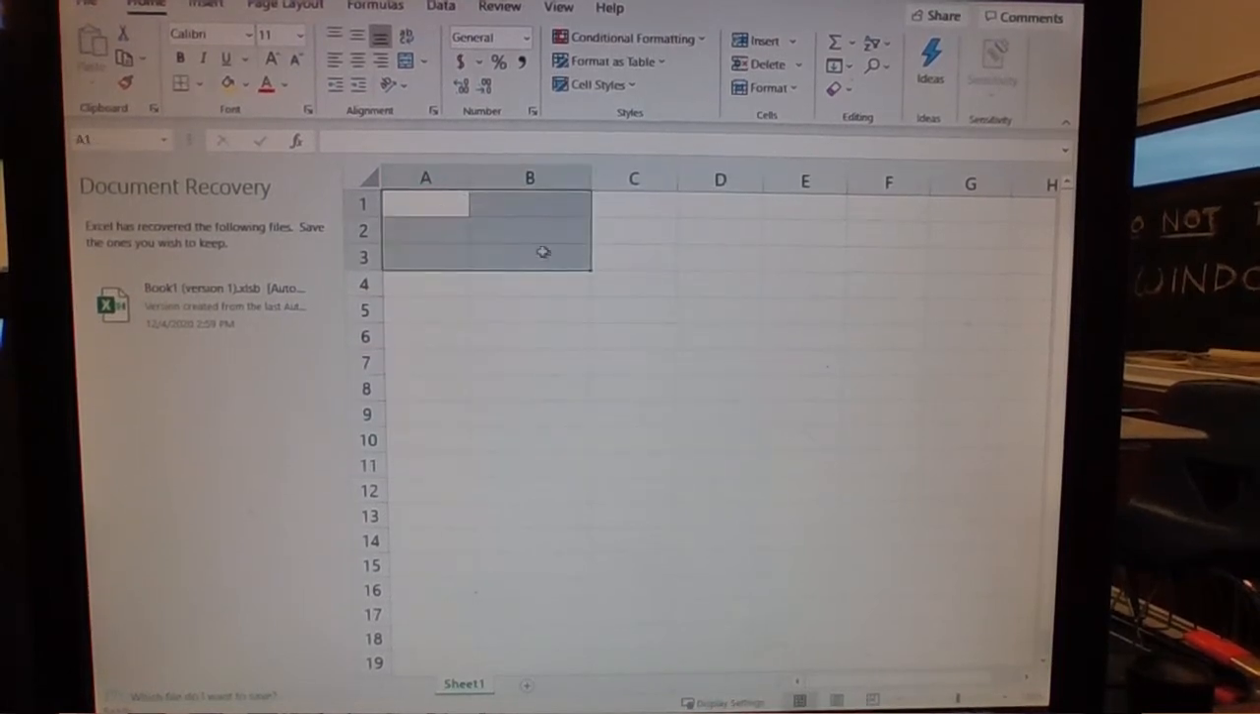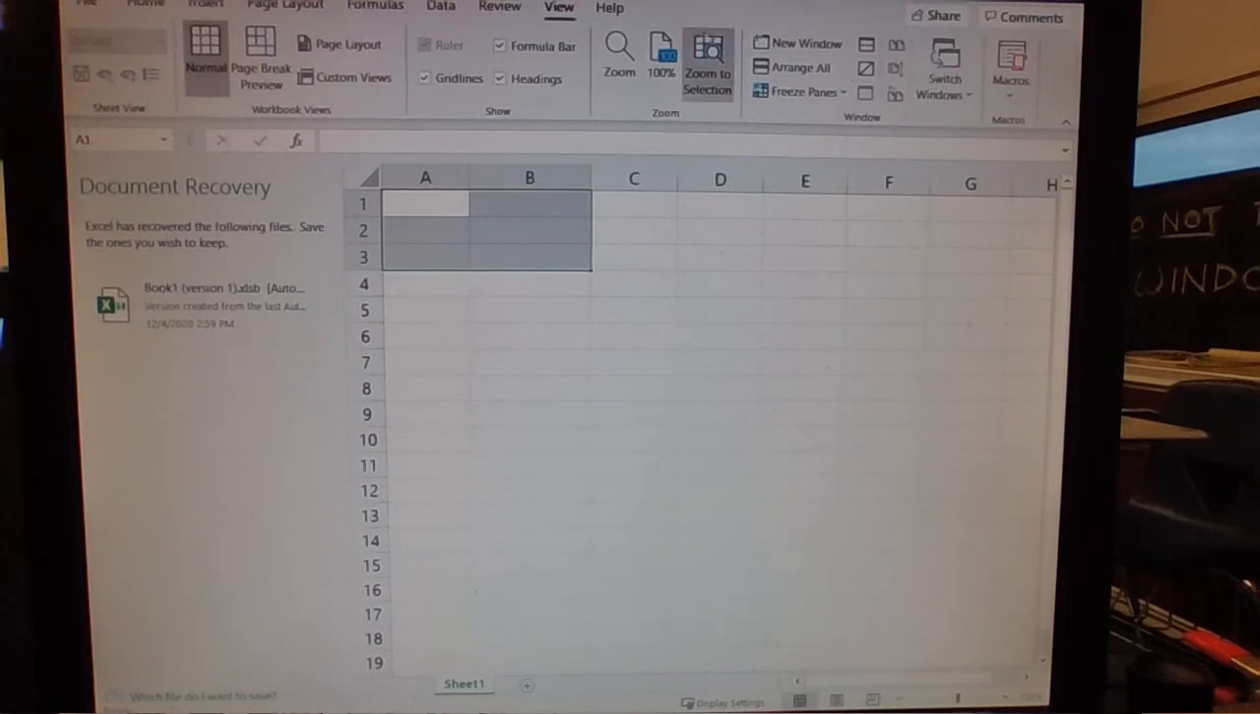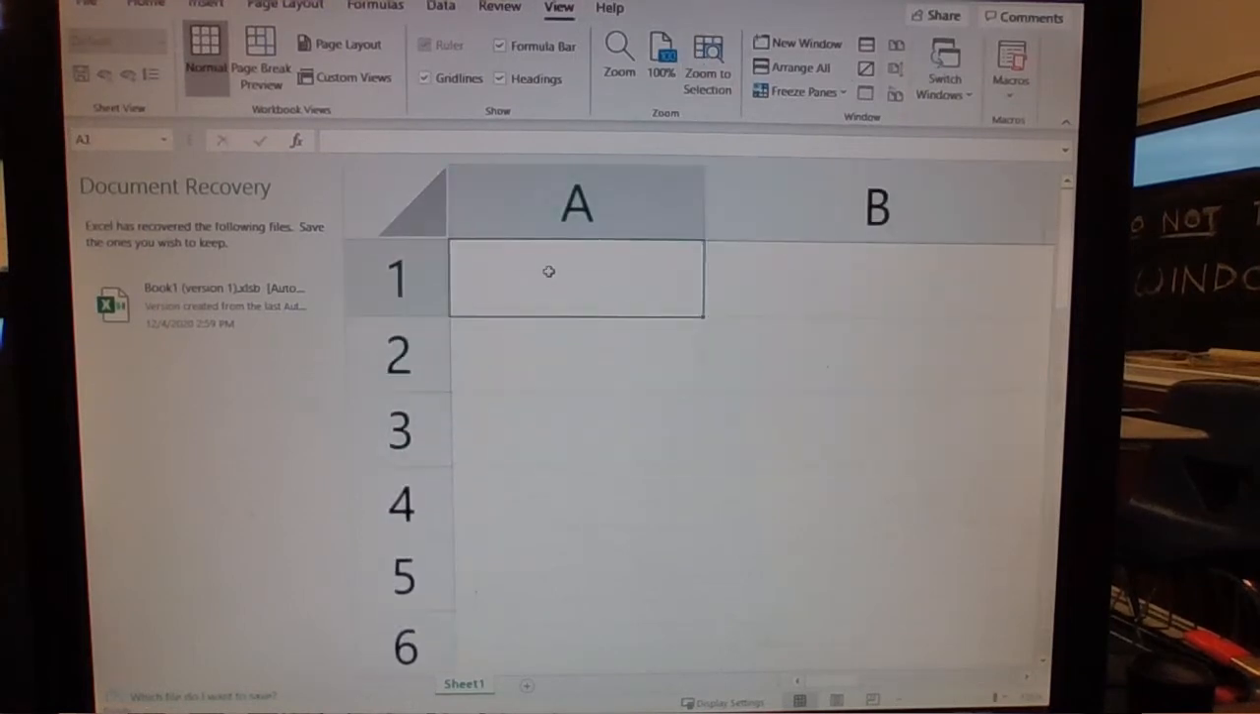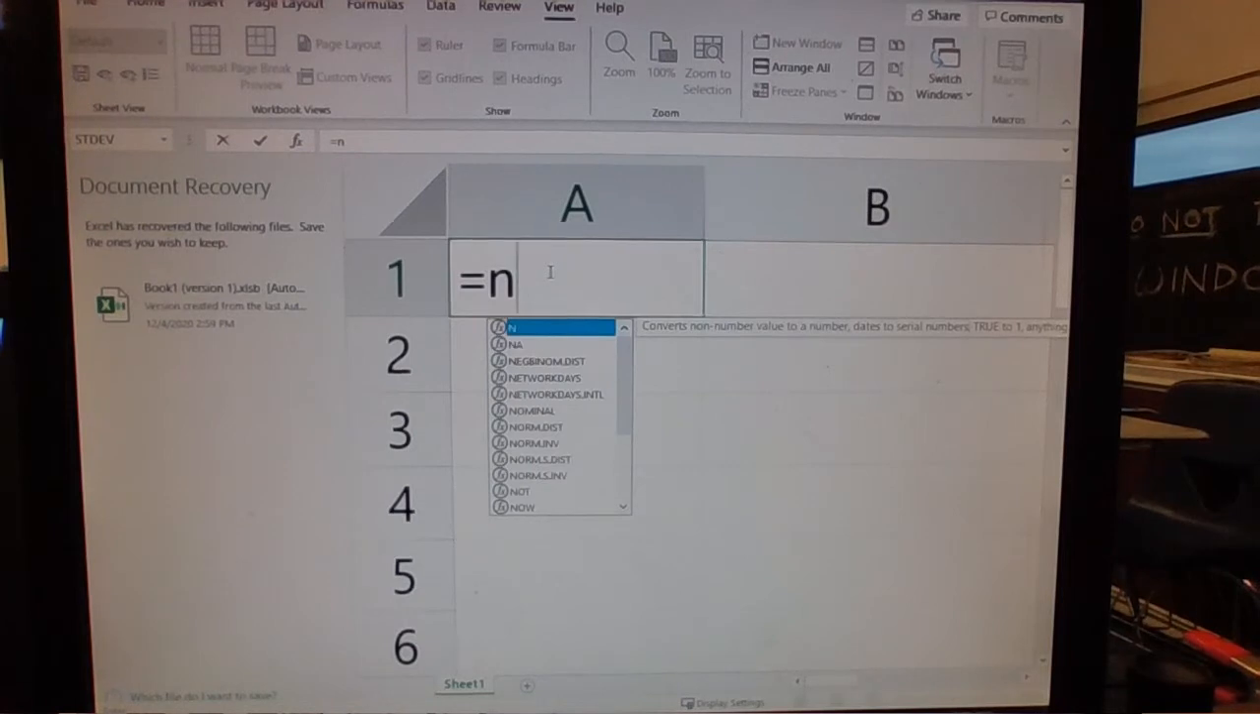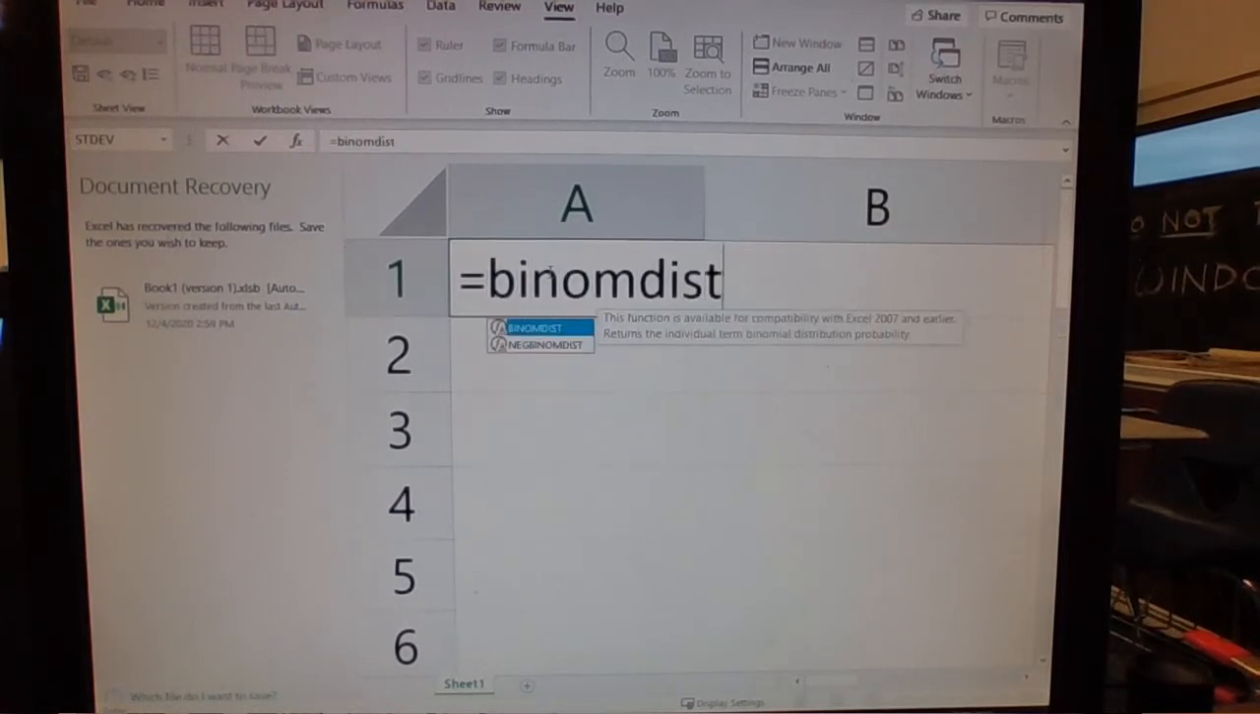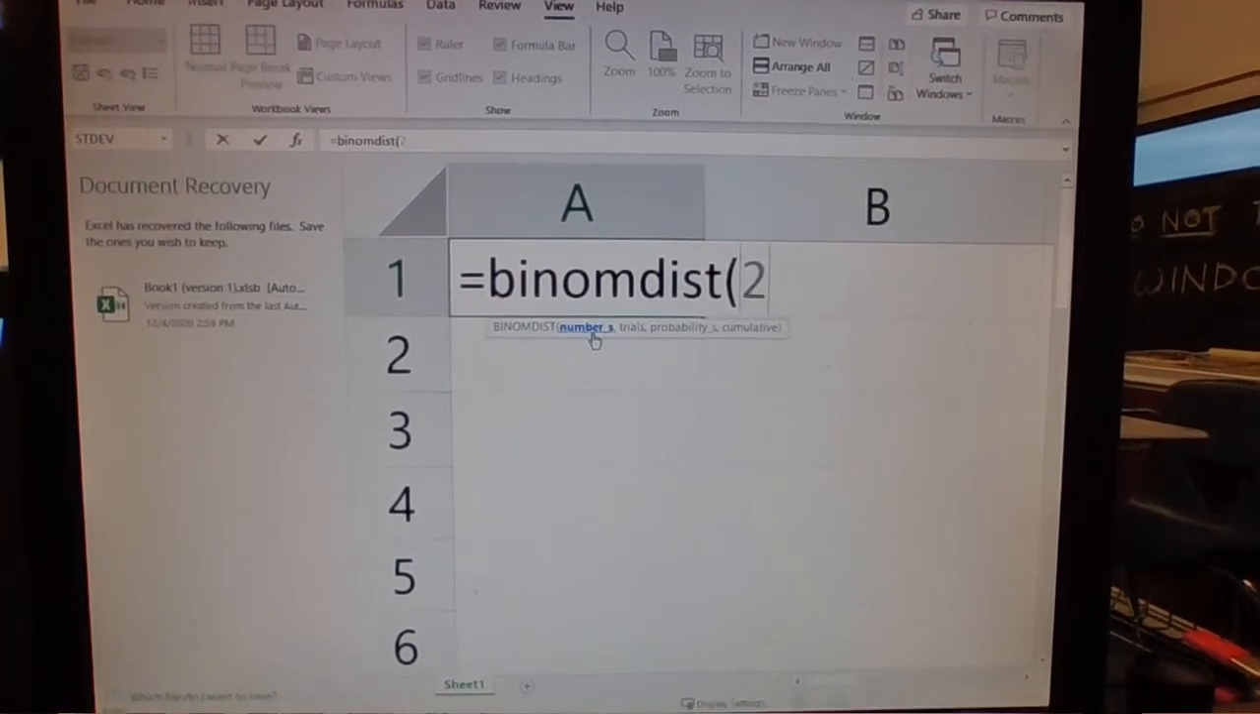Let's zoom in so you guys can see this a little bit better. If I hit equals, there's a command called BINOM.DIST, binomial distribution. When you do that, it asks, what is your number S? That's the X in the formula. How many are we interested in? We're interested in 2 heads in this situation.